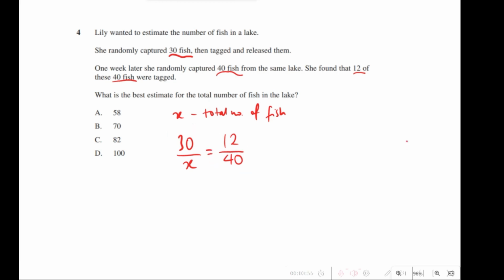Now we just solve for the value of X. So we cross multiply. We have X by 12 is 12X, and then 30 by 40 is 1200. Dividing both sides by 12, we get X equals 100. And so remember, X represents the total number of fish in the lake, and so the answer is 100.